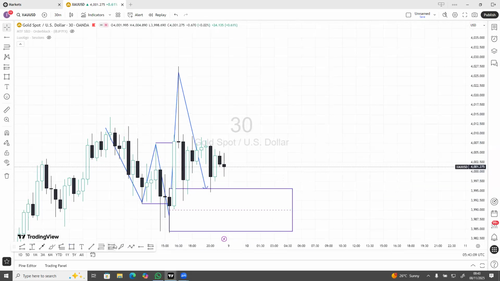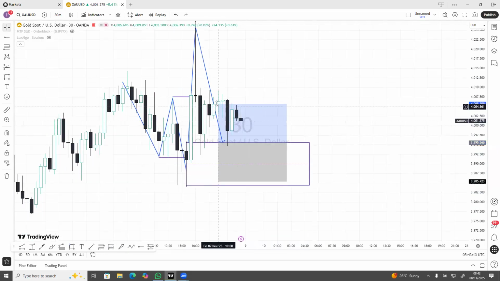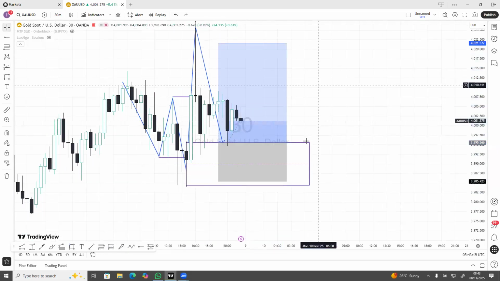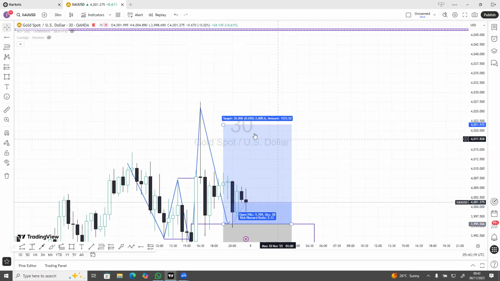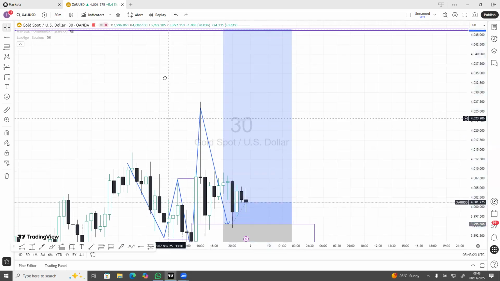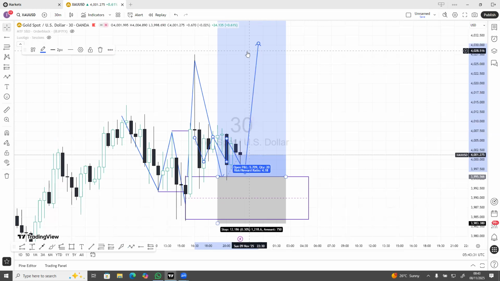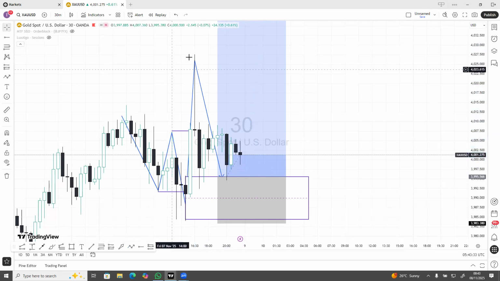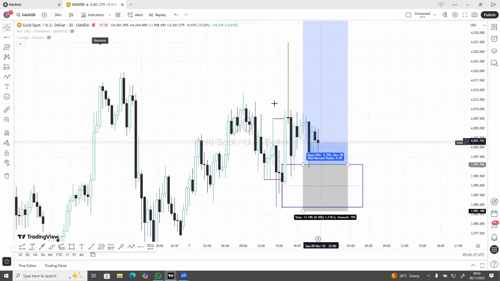We expect on Monday price to raise up after mitigation of that 30 minute demand. We expect this price to raise up. See? Kwa hiyo hii hapa ilikuwa ni corrective move. We expect another impulsive move from that point.